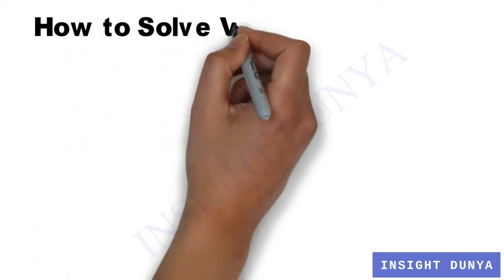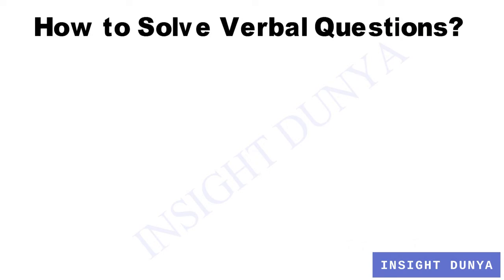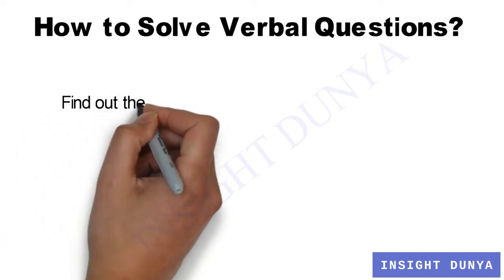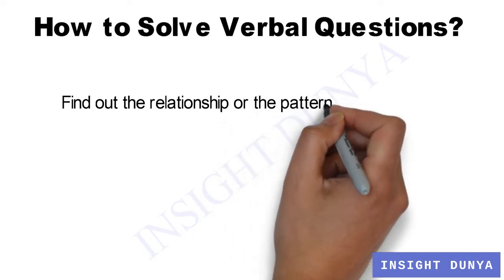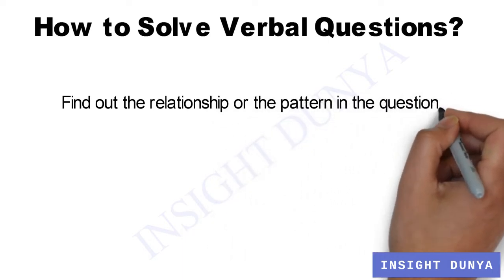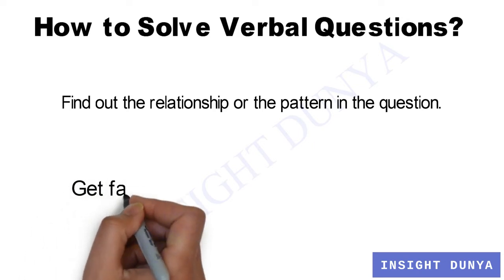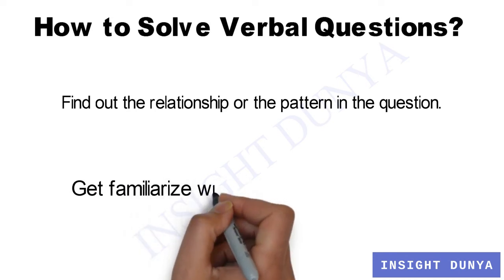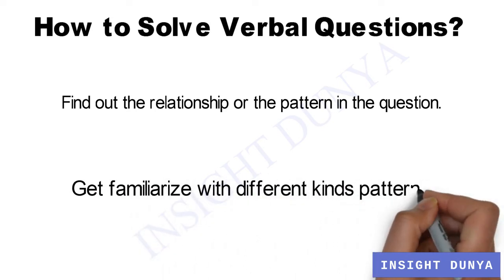Now how to solve verbal questions. In order to solve verbal questions, you have to find the unique pattern or the relationship in the given question, just like as we have found the unique pattern in the previous example. There are hundreds of different kinds of verbal questions on the basis of the unique pattern. Therefore, the more question you solve, the better you can score.